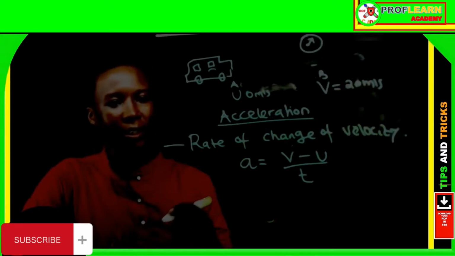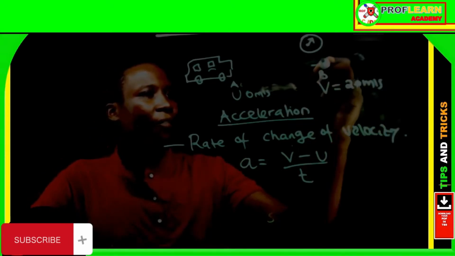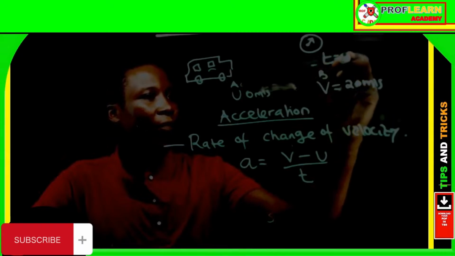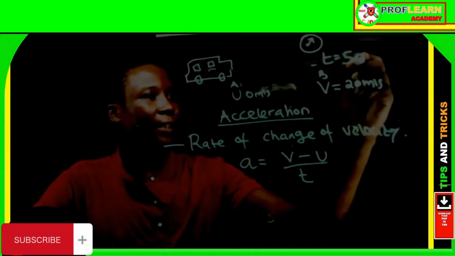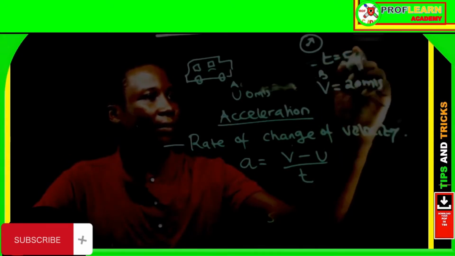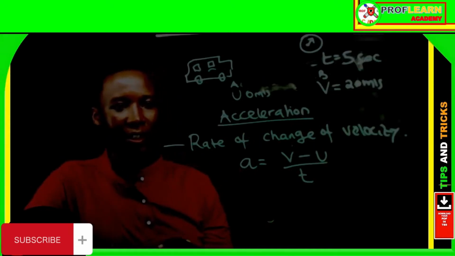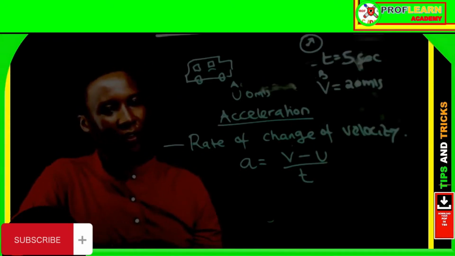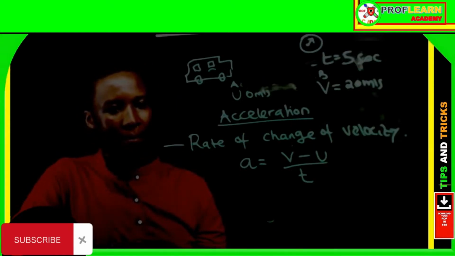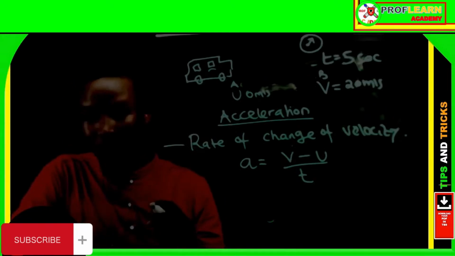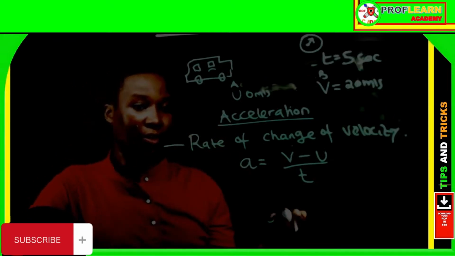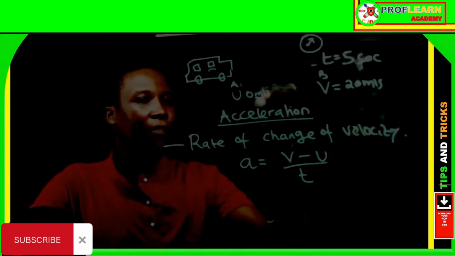20 meter per second there. If it took a time of 5 seconds, what would be the acceleration of this car? We have said acceleration is the rate of change of velocity. So how did the velocity change?